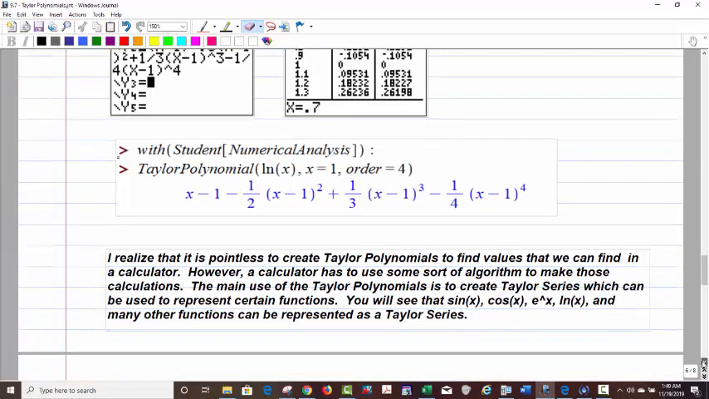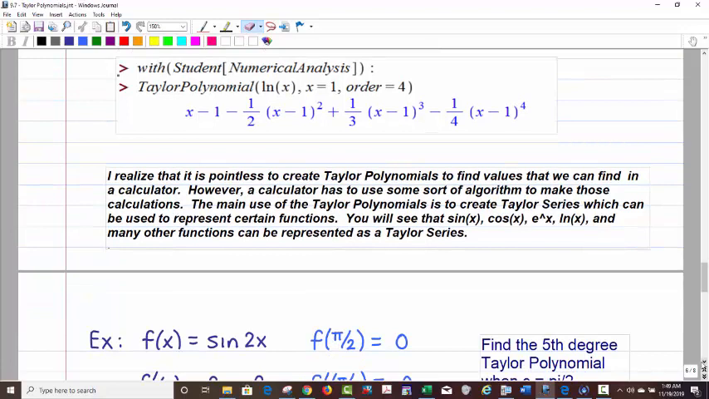Now, I put a little blurb here just to mention why create a polynomial and do all this to do something that we can do in the calculator. Of course, as I mentioned there, the calculator is obviously using some sort of algorithm. Maybe not Taylor polynomials, but it's using something, because something like e to the 0.2 can't just be worked out like 2 to the third power, where you can go 2 times 2 times 2 is 8. You have to have some way to do it. But anyway, why would you create a polynomial when you don't have to?